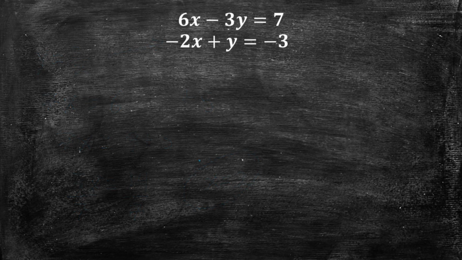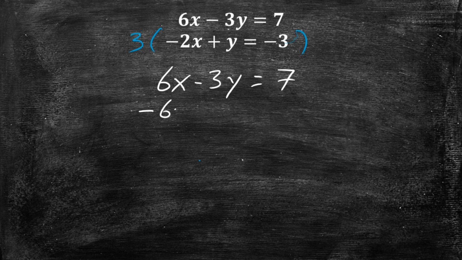Example number 4. So we have these two equations here, and what I want to do is eliminate the x's. So I'm going to multiply the bottom equation by 3. And let's rewrite these here. So we got 6x minus 3y is equal to 7. And then the bottom equation becomes negative 6x plus 3y is equal to negative 9.